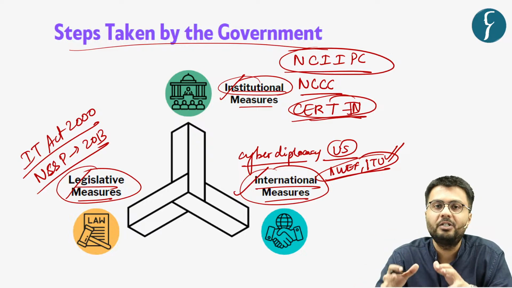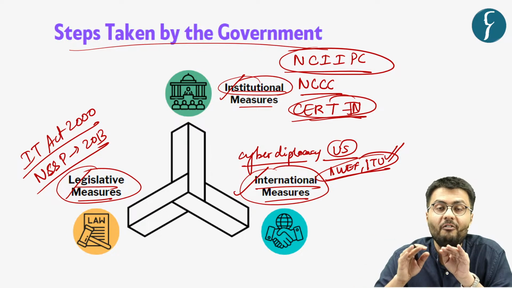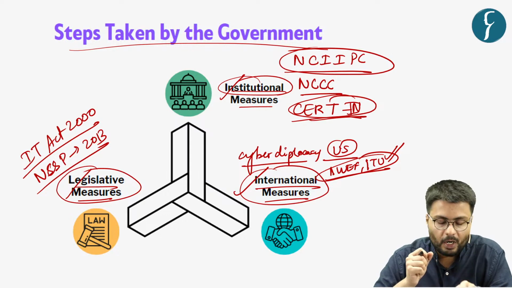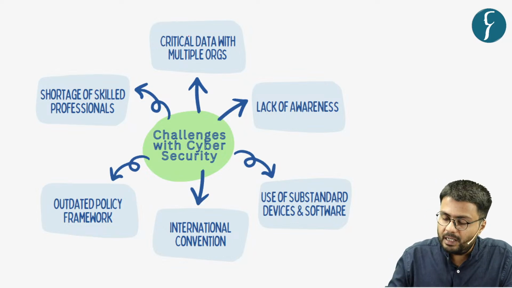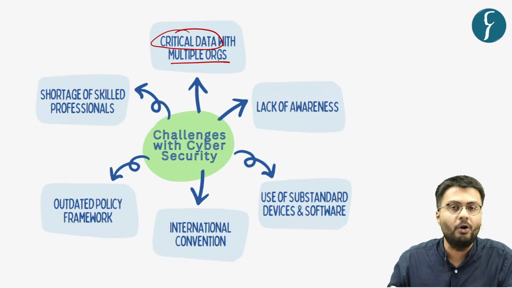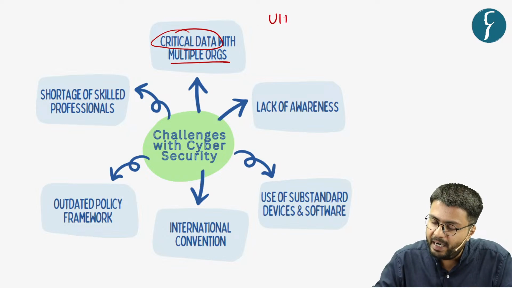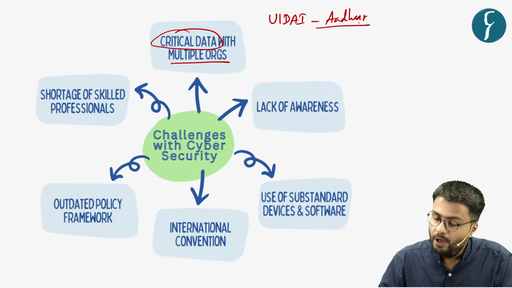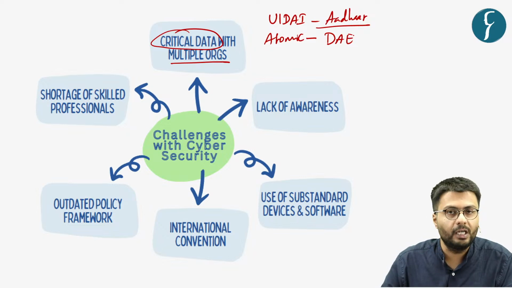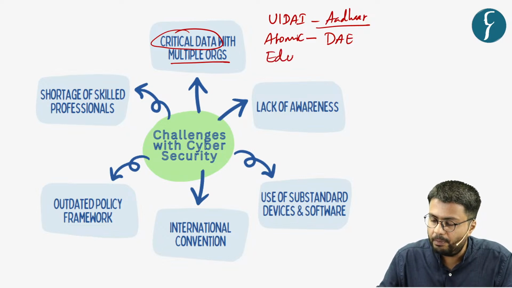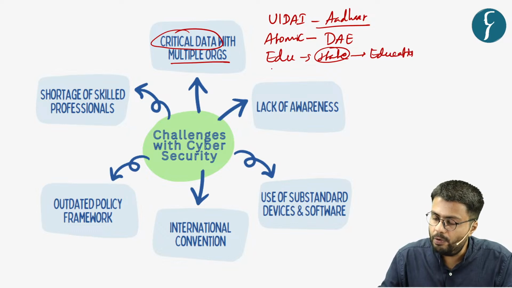However, despite all these measures, there have been certain challenges which government faces in ensuring cybersecurity. So let us take a look at these challenges one by one. The first and probably the most important challenge is the presence of critical data in a country with multiple organizations. As I've already highlighted, UIDAI protects data which it has taken under the Aadhaar UID scheme. Further, the country's atomic sector, the protection of which is under the Department of Atomic Energy. Also, there are educational departments of various state governments, which have educational related data. In addition to the health department, which has your sensitive health related data.